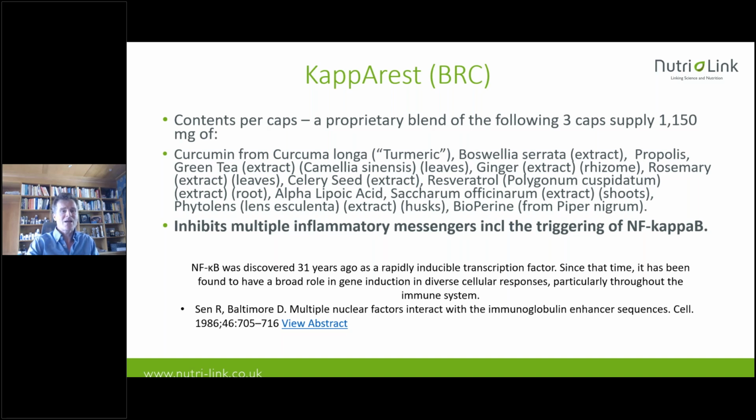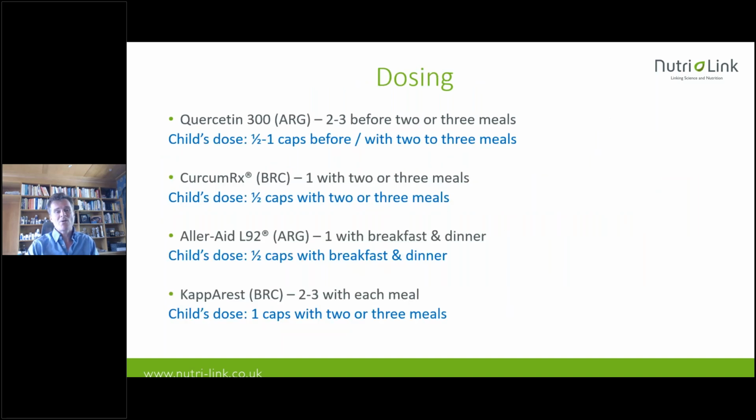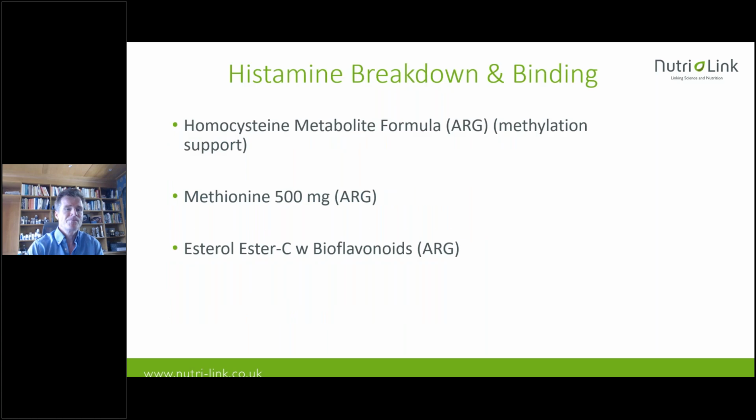So, information on NF-kappa B. Here I'm detailing dosing with you, and I think I'll move on through some of the dosing because you can read those at your leisure. I'm not recommending all these products at once by any means, but I have used quercetin 300 with Allergy L92, and I would not use Curcuma X with Kappa S. So fundamentally choose one of these, and one or two certainly maximum.